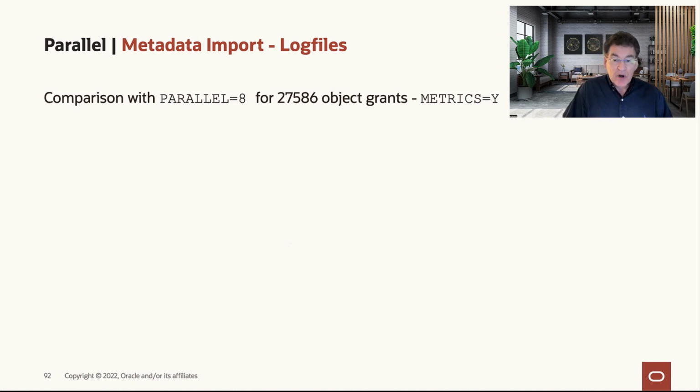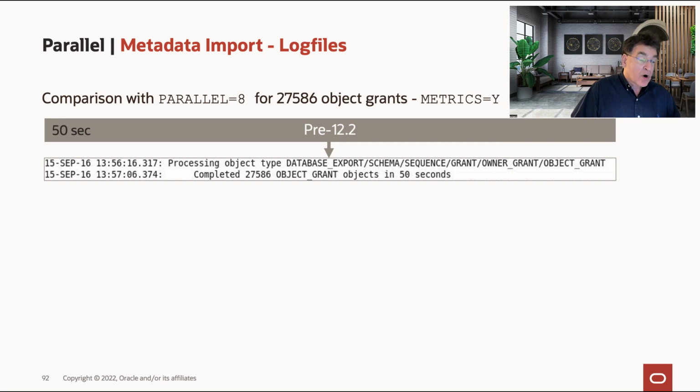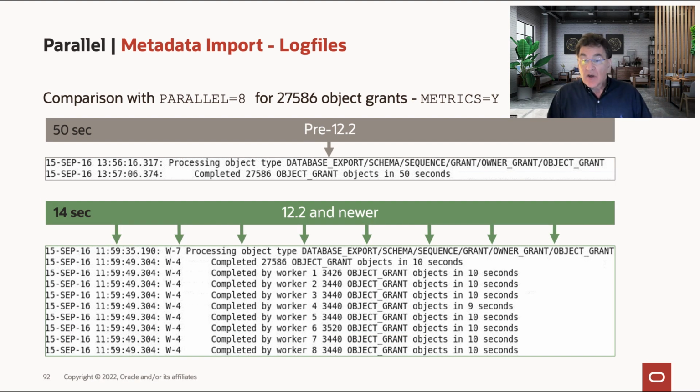Now here are snippets from log files, where we can see the difference using parallel equals 8 versus a pre-12.2 import that was not using as much metadata parallelism. So here you see that there's one worker performing all the work, taking about 50 seconds, versus with parallel equals 8 on the metadata, you get 8 parallel workers completing the task versus the single worker for pre-12.2. And notice the difference in the completion time. It's down from 50 seconds to about 14 seconds, about 5 times faster.